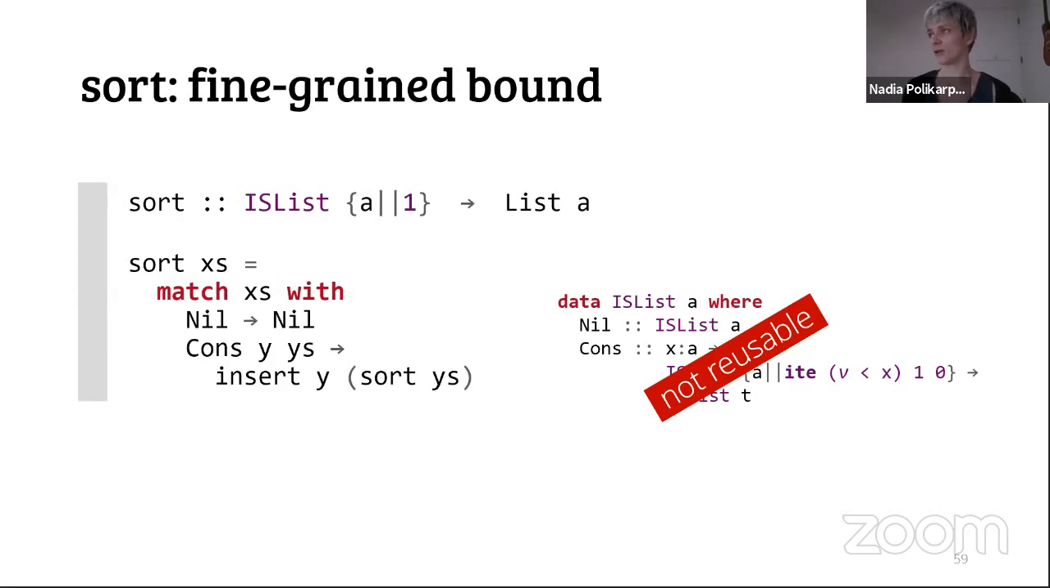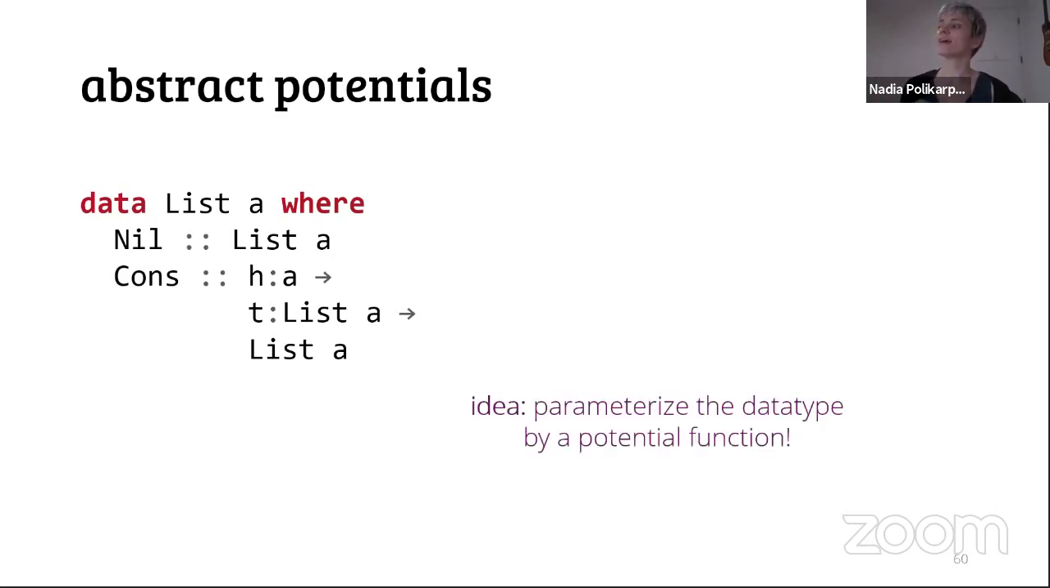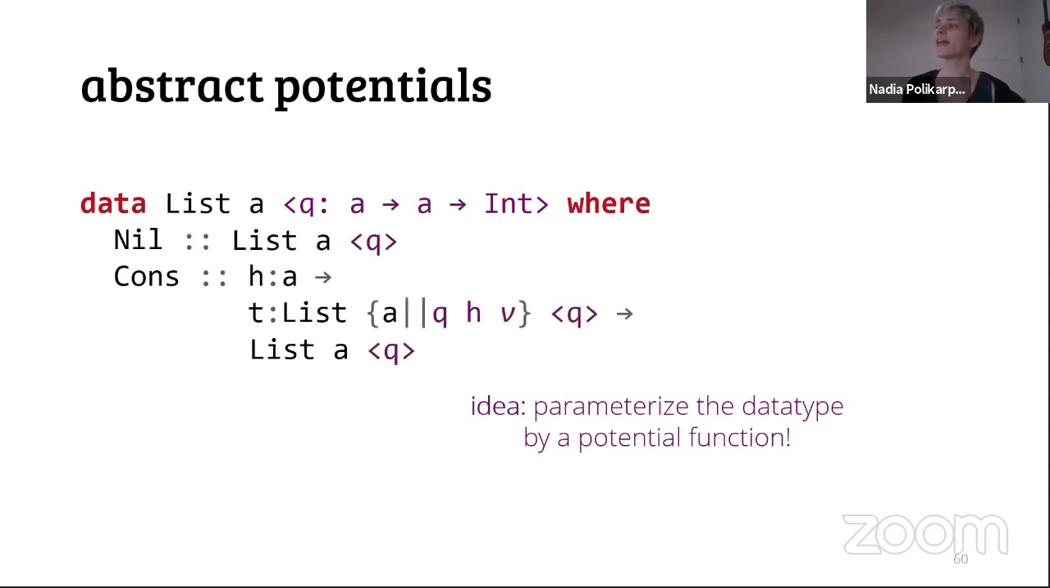It's not very reusable. So to give the type system a bit more flexibility, we introduced this one last feature that we call abstract potentials. The idea is that we allow you to parameterize the data type by a potential function that you can then use to specify potentials inside its definition. So we can define a general list data type that is parameterized by this Q function, a logic-level binary function that you can then use inside the type of cons to give more potential to each element of the list. The amount of potential is dictated by the Q function and doesn't have to be always the same, right?